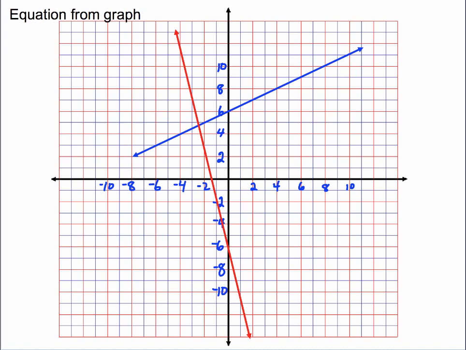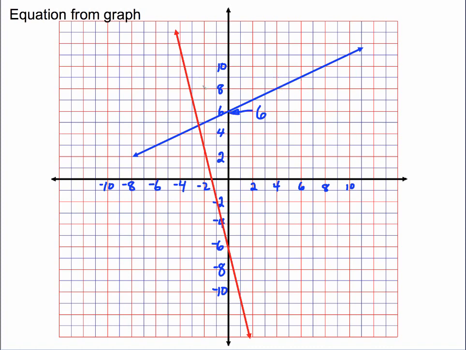Next, we'll learn how to write an equation using a graph. There are two lines plotted on this graph, and we will write an equation for each one of them. And we'll start with the blue line. Now, what we need in order to write the equation is the slope and the y-intercept. Well, the y-intercept for the blue line is 6. That's the point where the line crosses the y-axis.